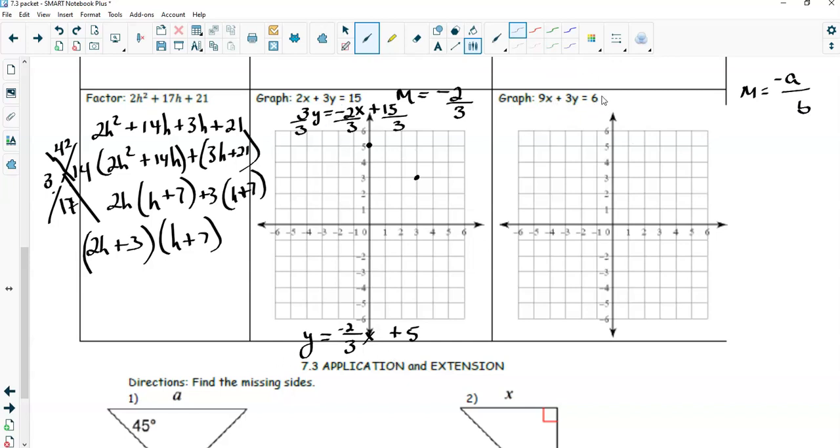Okay, so here's 6 divided by 3, that gives me the y-intercept, which is 2. The slope will be the opposite of A, so negative 9 divided by 3.